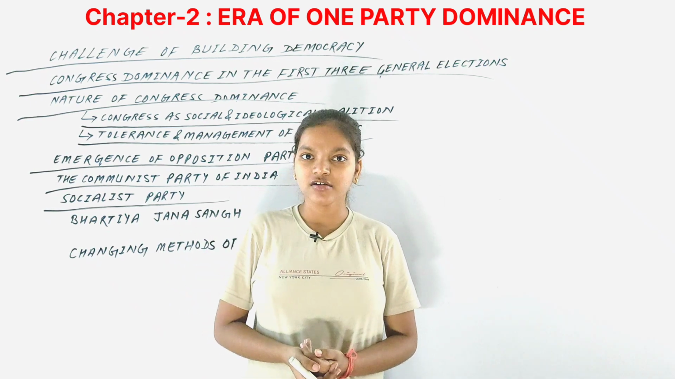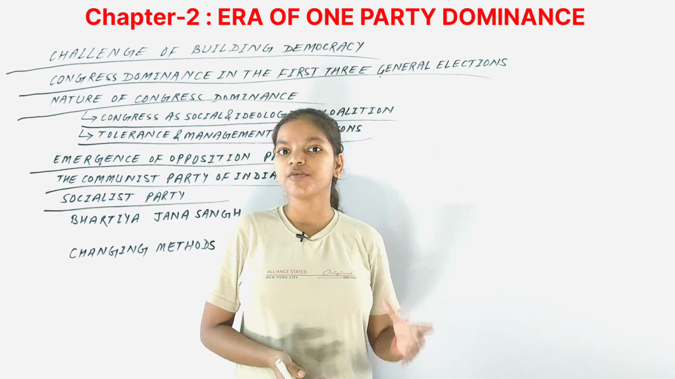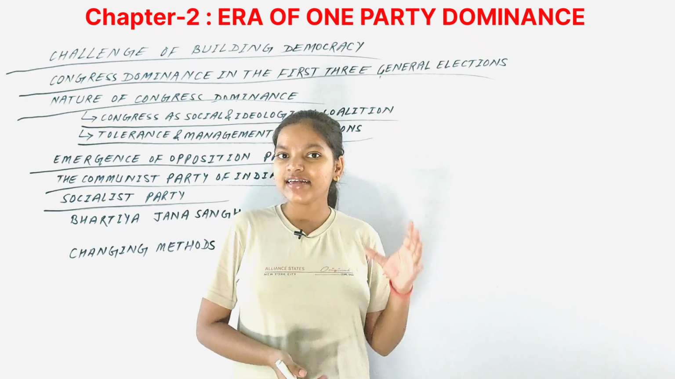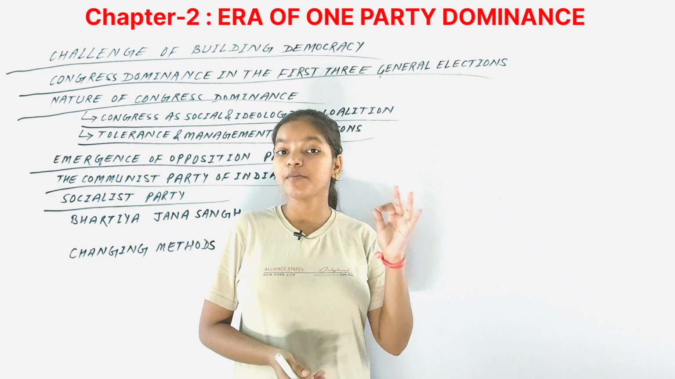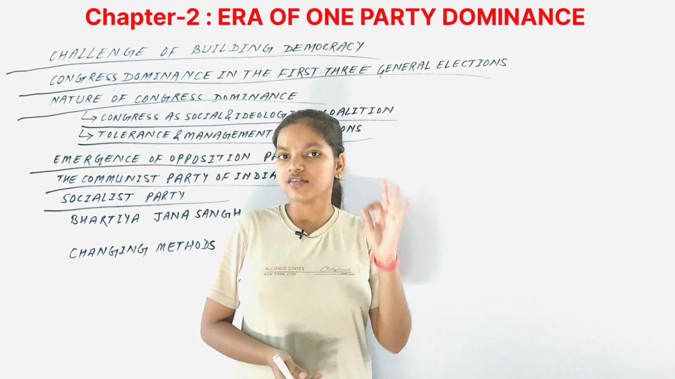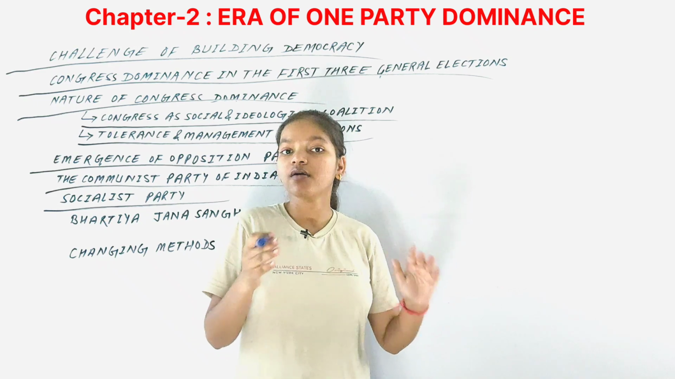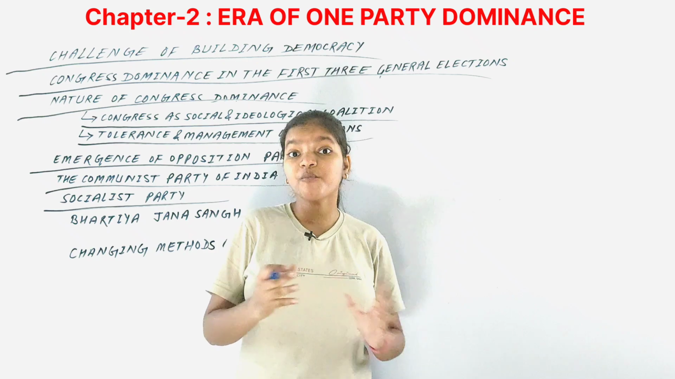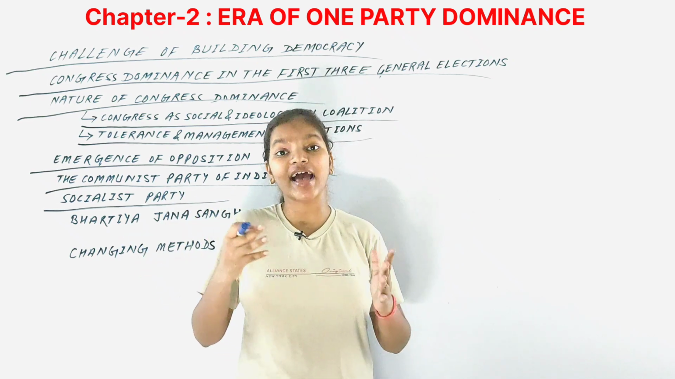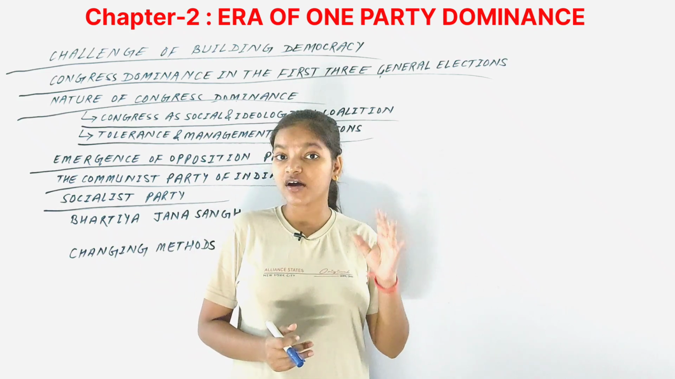Now talking about the origins of the Socialist Party, it traces its origin from the Indian National Congress itself. In 1934 there emerged a party within the Congress Party, which was the Congress Socialist Party. At that time Congress was at the stage of a mass movement, even from the pre-independence era, and the Socialist Party was formed within the Congress.